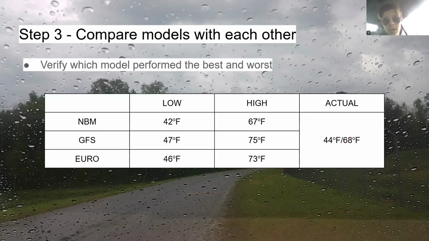Then you want to compare the models with each other. So let's say for a particular time, you're trying to find the high and low, and we can see which models performed the best and worst. So the NBM, GFS, and Euro, you can see what their low and high was, and then what it actually ended up being. Compare that at the end and see which one did the best.